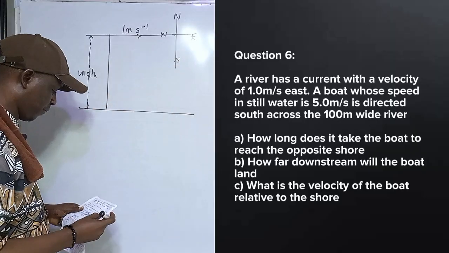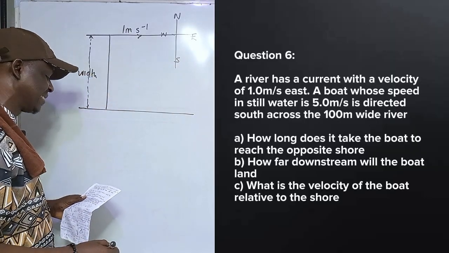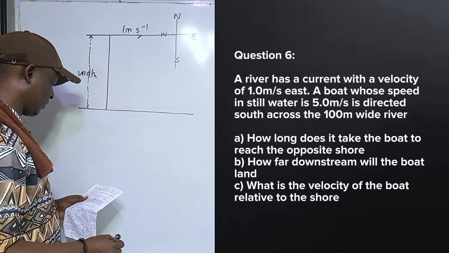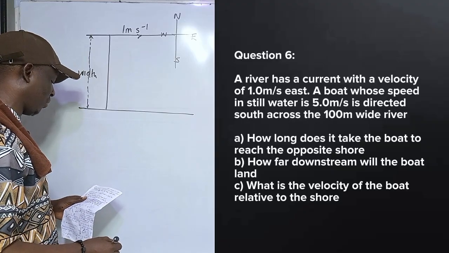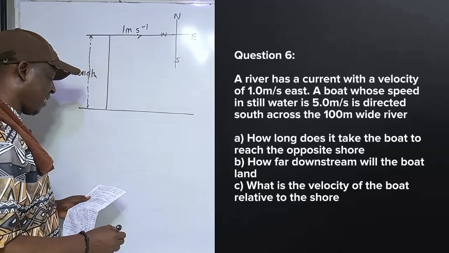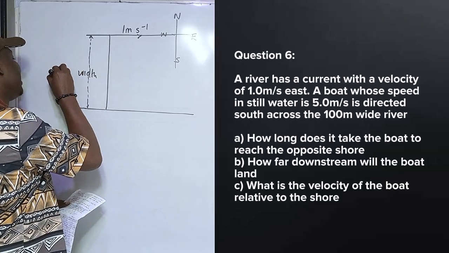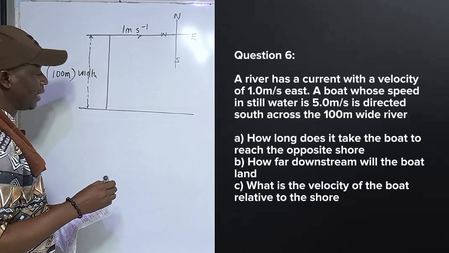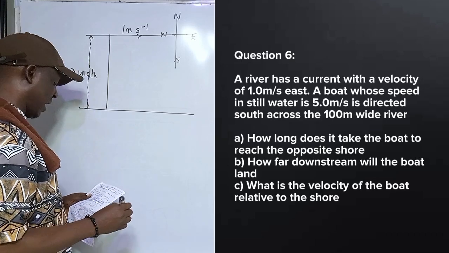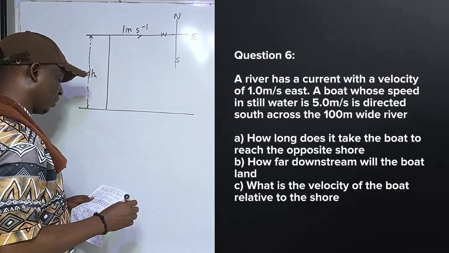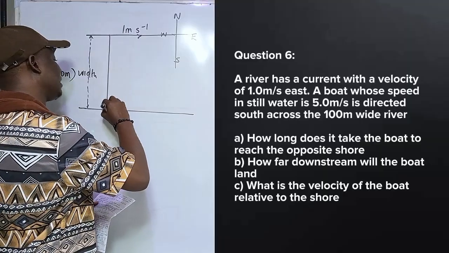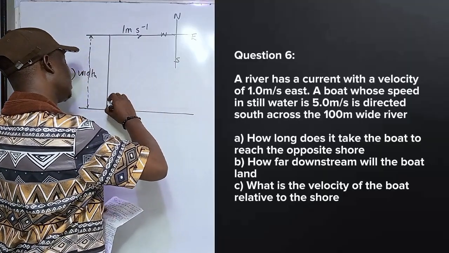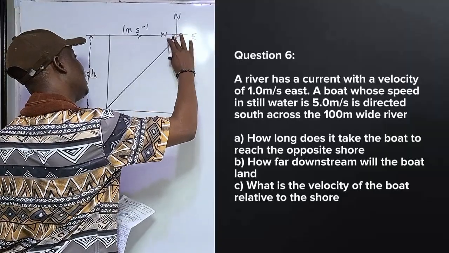Eastward is that way. A boat whose speed in still water is 5 meter per second is directed across a 100 meter wide river. That means it's 100 meter. So it's directed 5 meter per second across the 100 meter wide river. What does across mean? Like this.